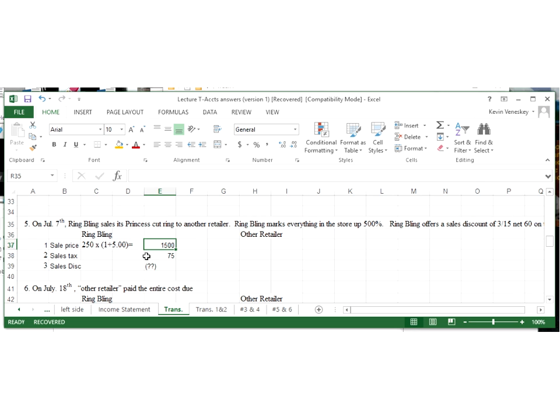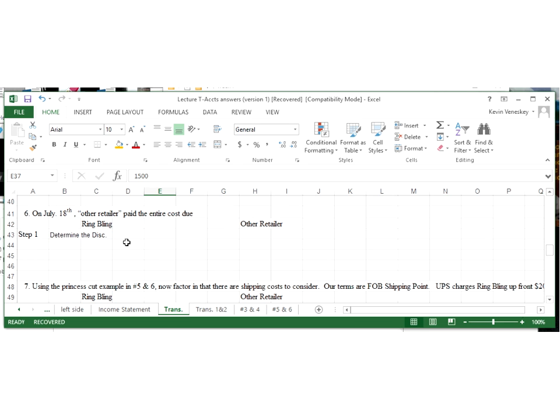So the base price was really $1,500. Yes, I charged them $15.75, but that included tax. I'm only offering a discount based on the base price. So to determine the discount, I'm going to take the $1,500, which was my base price, and multiply that by the 3%. And when I do the math, that comes out to be $45. So they get a potential of $45 discount.